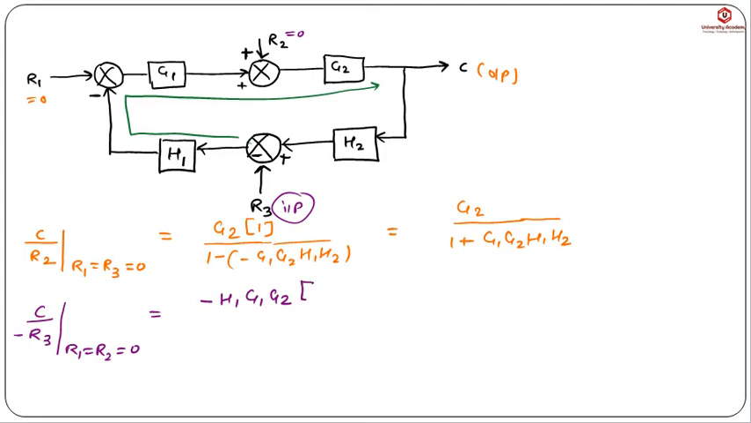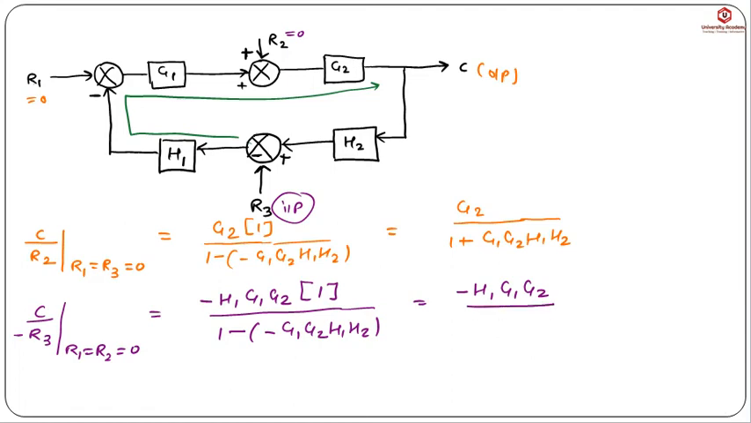and this forward path is also touching the loop, so the determinant value is 1, and in the denominator we have 1 minus the sum of all the individual loops, which are G1 G2 H1 and H2. So this will be equal to minus of H1 G1 and G2 divided by 1 plus G1 G2 H1 and H2.